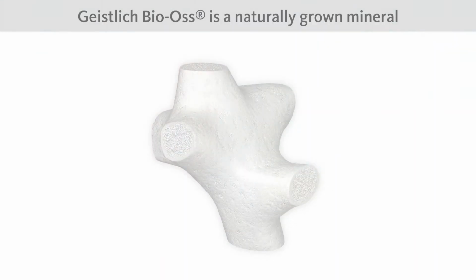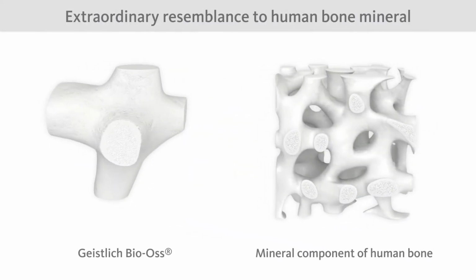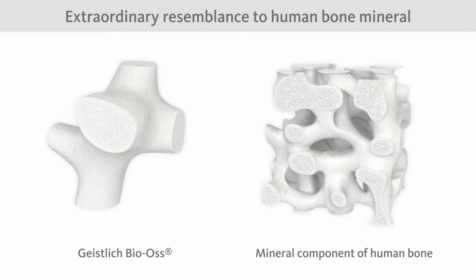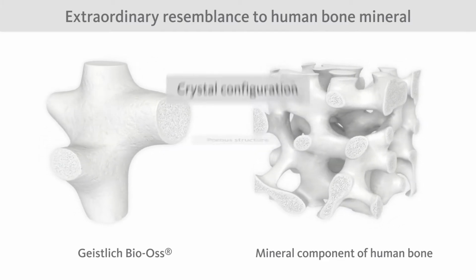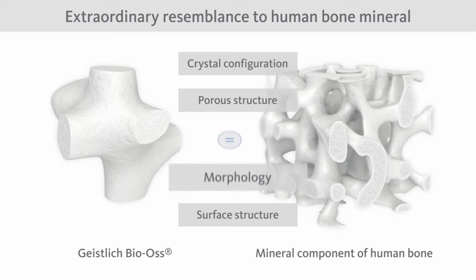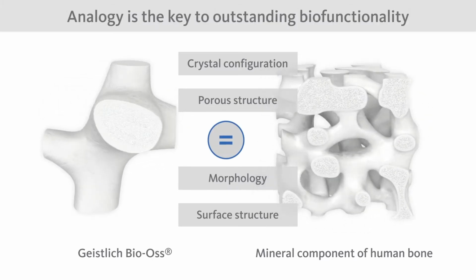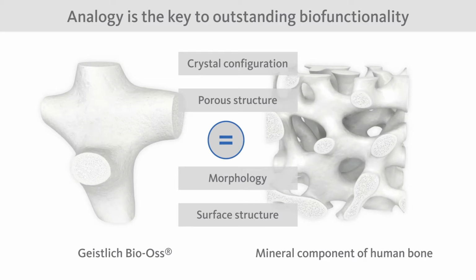The final product is a naturally grown bone material which bears an extraordinary resemblance to the body's own human bone mineral. Functional parameters such as crystal configuration, the structure of pores and surfaces, and the morphology are identical. This analogy is the key to the outstanding biofunctionality of Geistlich Bio Oss.